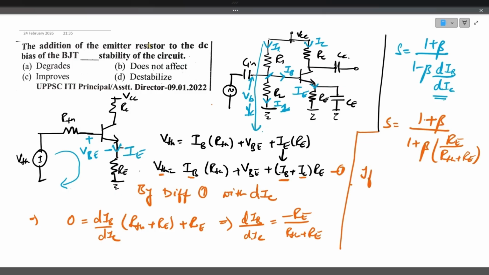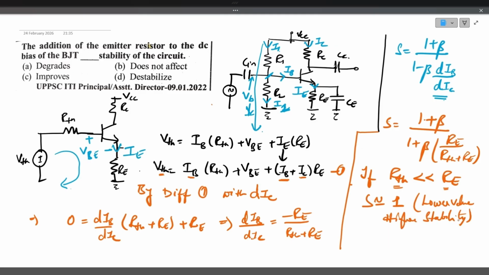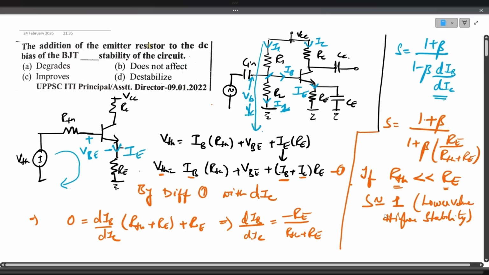If the circuit is designed in such a way that the Thevenin's equivalent resistance is far lesser than emitter resistance, at least 10 times lesser than emitter resistance, S can be approximately equal to 1. So lower the value of S, higher the stability is. Lower value means higher stability. So we are improving the stability here. One more thing is, here the stability can be approximated to 1 when R Thevenin is lesser than RE.